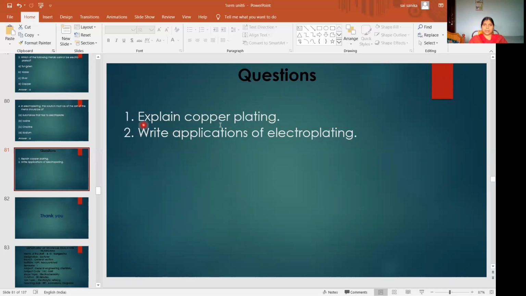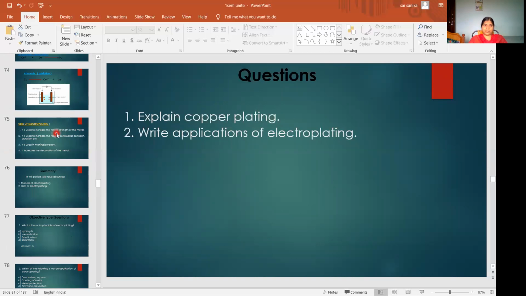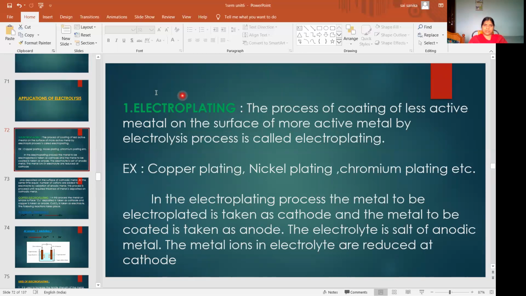So for "explain copper plating", you can directly write about copper plating. If they ask to write about electroplating, you have to write from here. First of all, write what electroplating is, and what is happening in it. First write the definition of electroplating: the process of coating a less active metal on the surface of a more active metal by the electrolysis process is called electroplating, and you have to give a few examples.